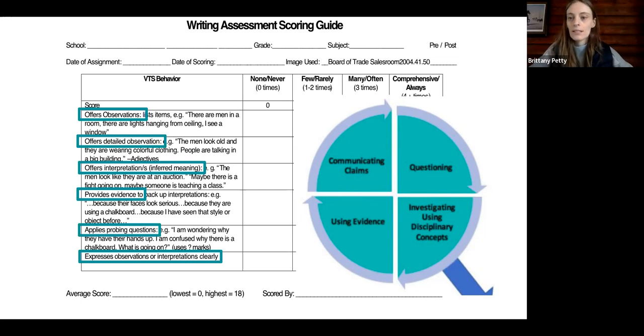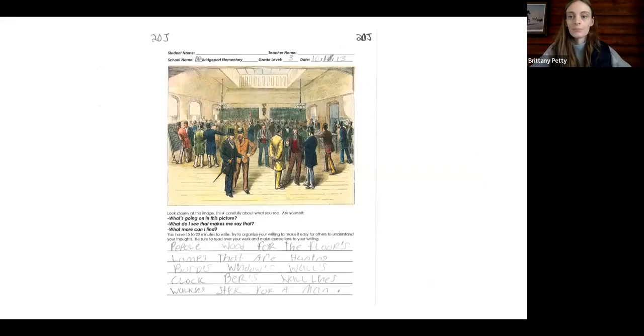So this is an example. I'm going to show you the same student twice, at different time periods. This is the written assessment, this is the image, and initially the student, 3rd grade, October 2013, as you can see, this is what they wrote: people, wood for the floors, lamps that are hanging, windows, walls, clock. So what they're doing is just describing, writing out just that first stage, describing with one word. That's kind of like a what do you see, just one word.